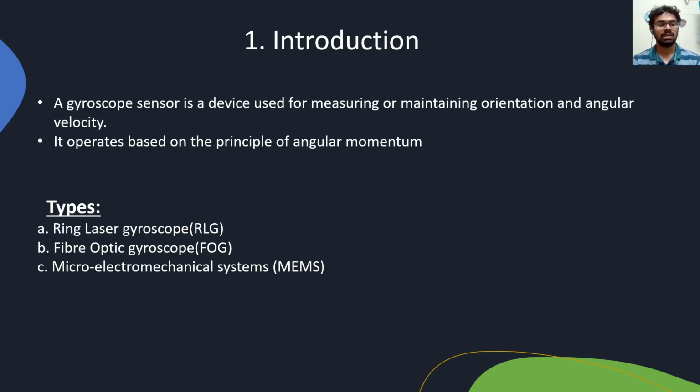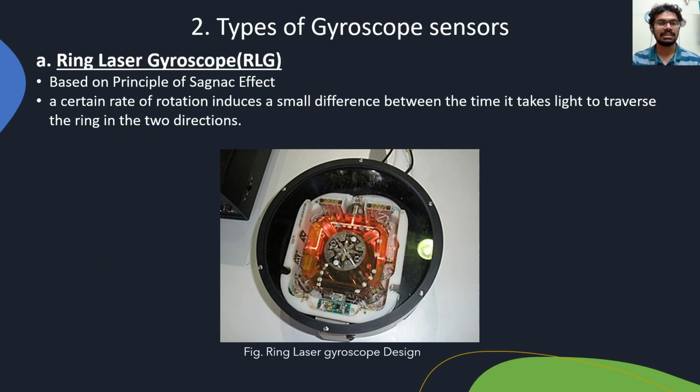So there are mainly three types of gyroscope sensors. The first one is ring laser gyroscope, second is fiber optic gyroscope. Third is micro electromechanical systems, which is known as MEMS. It is not specifically designed for a gyroscope, but you can use it as a gyroscope sensor. So starting with the ring laser gyroscope.